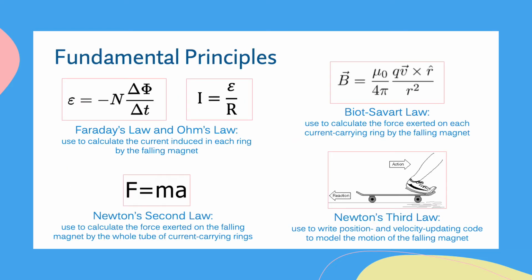The important fundamental principles at play in this lab included Faraday's law and Ohm's law, which will be used to calculate the current induced in each ring by the falling magnet, the Biot-Savart law, which will be used to calculate the force exerted on each current-carrying ring by the falling magnet, Newton's second law, to calculate the force exerted on the falling magnet by the whole tube of current-carrying rings, and Newton's third law, to write position and velocity updating code to model the motion of the falling magnet.